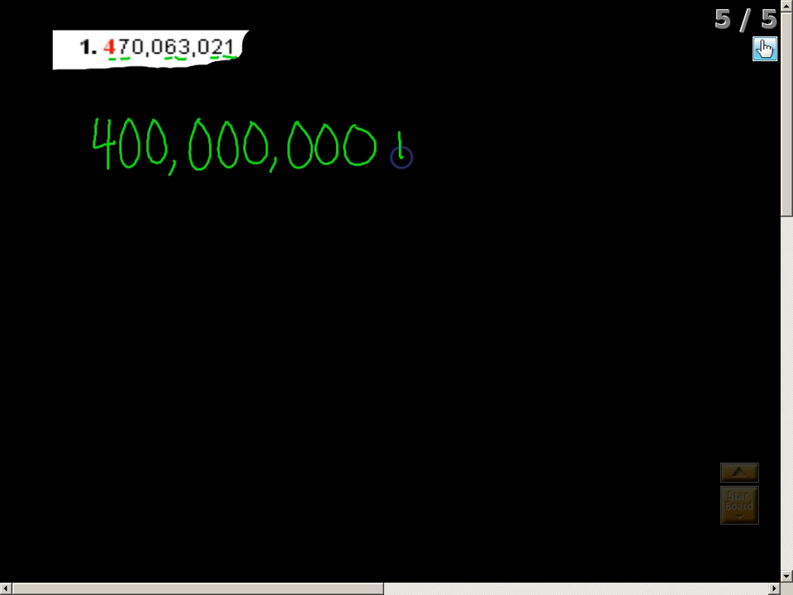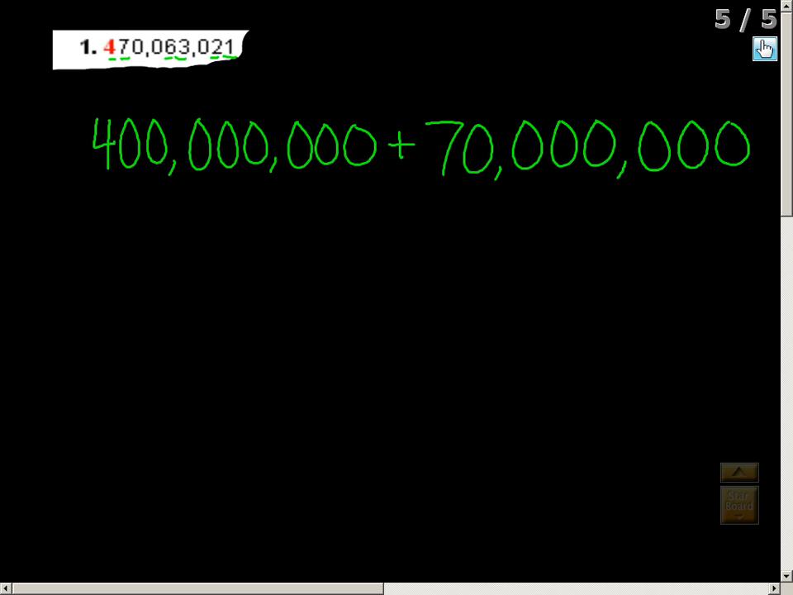Then I'm going to add this to the 7. And after that 7, I'm going to turn every digit to a 0. This is showing me the value of that 7, which is actually 70 million. Now I can skip over the next 2 digits because they're zeros. They don't have any value. So I can go now to my 6, and I can write my 6 down, followed by zeros. That shows me the value of that 6, which is actually 60,000.